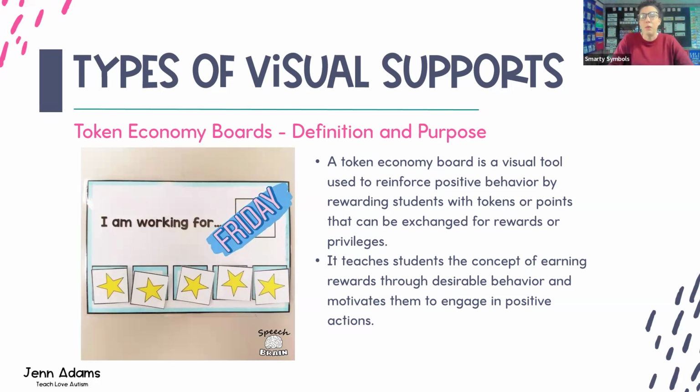And so basically what happens with these is you have tokens or points. You can see on this example here, it is stars that they earn for completing something. And this one's kind of joking. It says, I'm working for Friday. This was actually a teacher token board who was working to get to Friday. But usually where that word Friday is, that's where the picture of an iPad or a specific toy or maybe recess or any other preferred activity that you knew the student wanted.